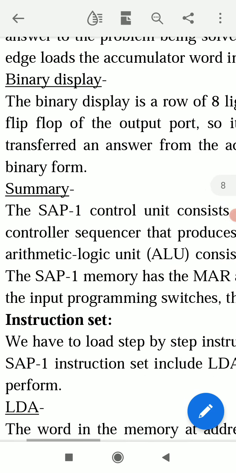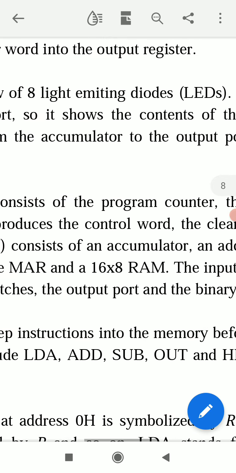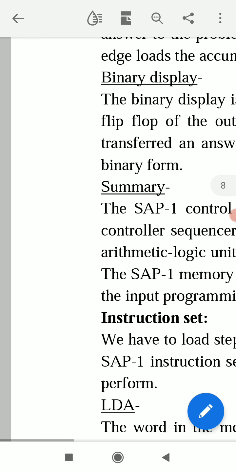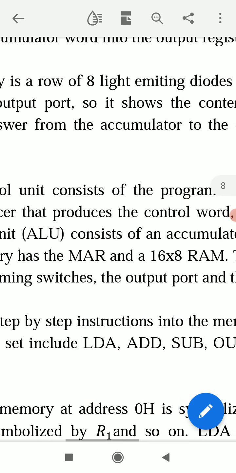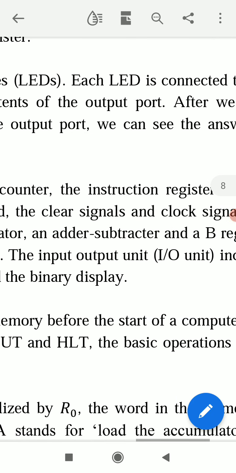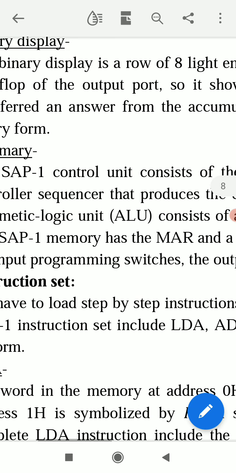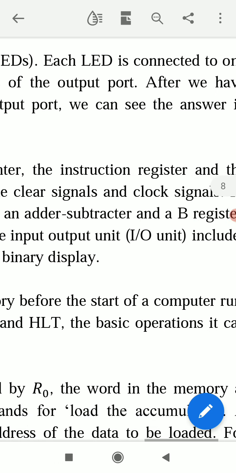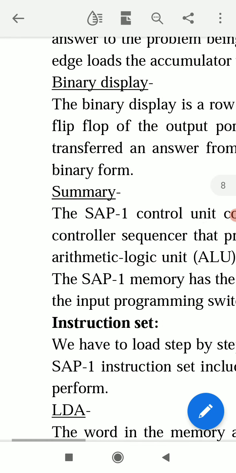The binary display is a row of 8 light emitting diodes, 8 LEDs. Each LED is connected to one flip-flop of the output port, so it shows the contents of the output port. After we have transferred an answer from the accumulator to the output port, we can see the answer in binary form by using this binary display.